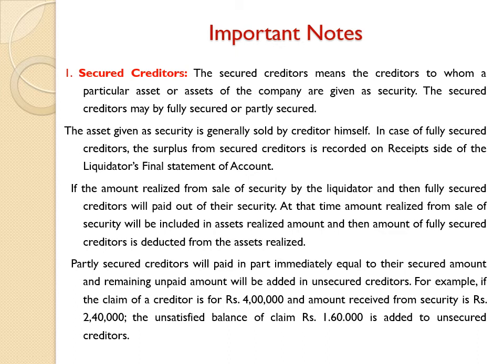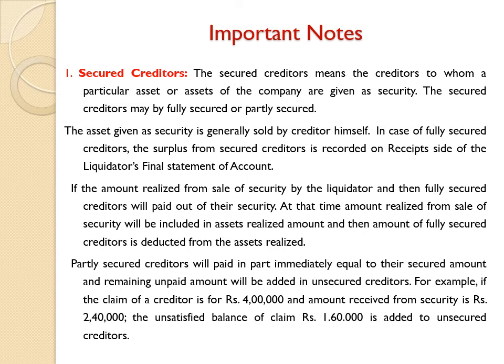Partly secured creditors will be paid in part immediately, equal to their secured amount, and the remaining unpaid amount will be added to unsecured creditors. We are now considering partly secured creditors. For example, if the claim of the creditor is rupees 4 lakh and the amount received from security is rupees 2 lakh 40,000, we are able to make payment of rupees 2 lakh 40,000 because assets realized for that amount. But the actual amount payable to the creditor is 4 lakh.